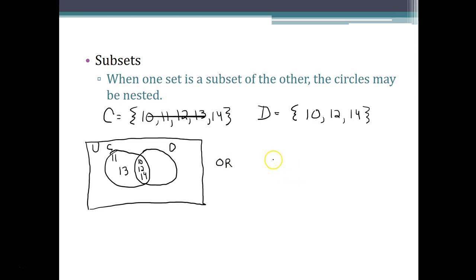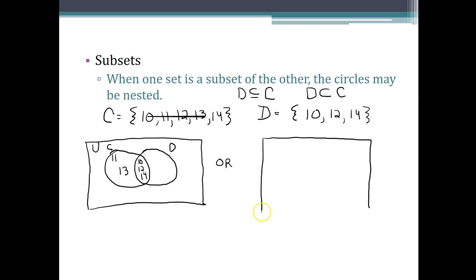But when you have scenarios like that, where essentially D is a subset of C because all of D's elements are found in C, or you could say D is a proper subset of C, since all of D's elements are found in C and D and C aren't equal, another way to do that is to use nested circles, and that's perfectly fine as well. So there's a little flexibility in how you draw these.